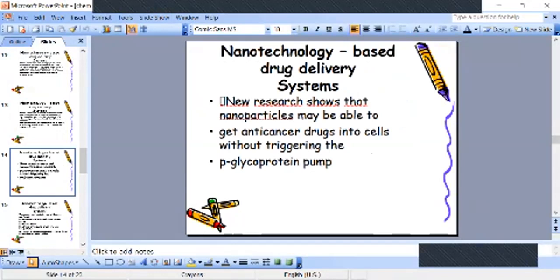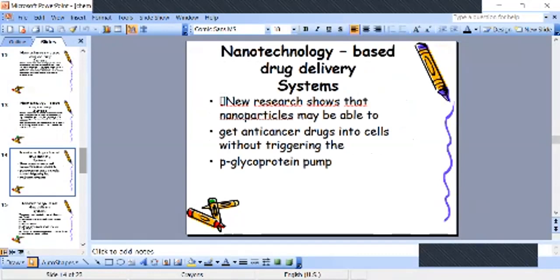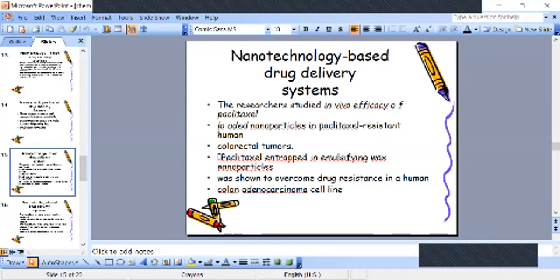New research shows nanoparticles may be able to get anti-cancer drugs into cells without triggering the P-glycoprotein pump, as I discussed earlier. The researchers studied the in vivo efficacy of paclitaxel-loaded nanoparticles in paclitaxel-resistant human colorectal tumors. Paclitaxel entrapped in emulsifying wax nanoparticles was shown to overcome drug resistance in a human colon adenocarcinoma cell line.